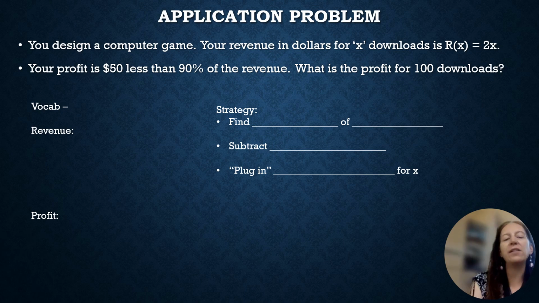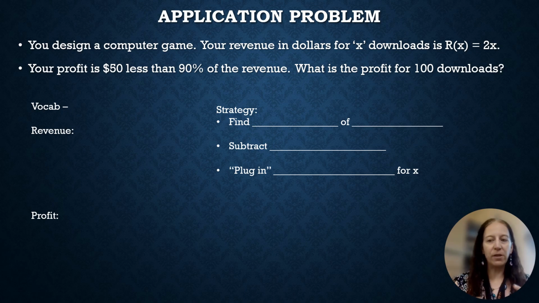All right, so the last problem here is an application problem. And this is just to get an idea of how you might transform actual functions. So the scenario here is you design a computer game. Your revenue in dollars for X downloads is R of X equals 2X. Your profit is $50 less than 90% of the revenue. What is the profit for 100 downloads? So that's a lot of vocabulary, and it's a lot of mathy sounding vocabulary. So we're going to break it down.